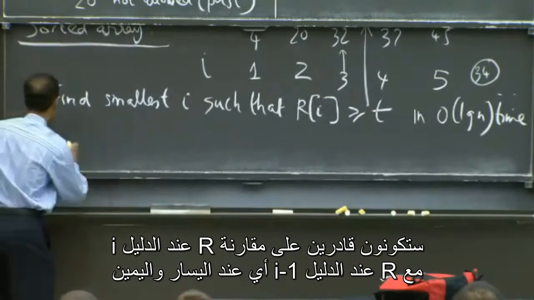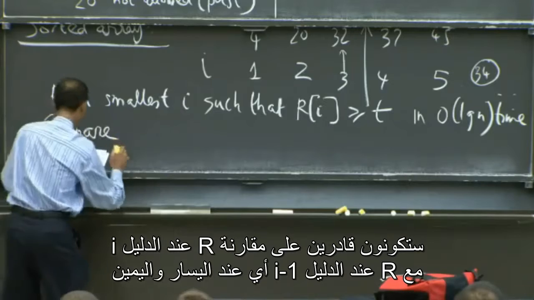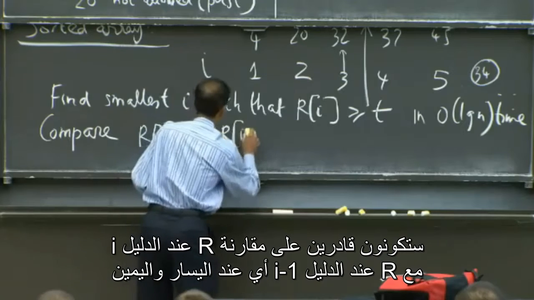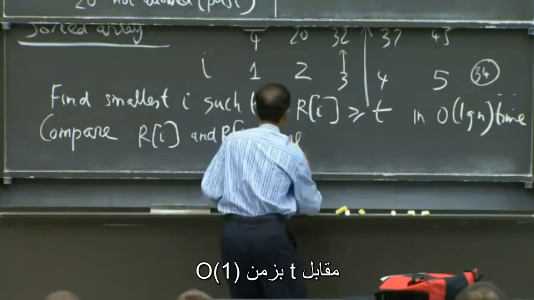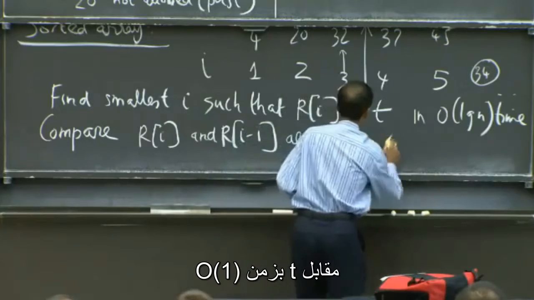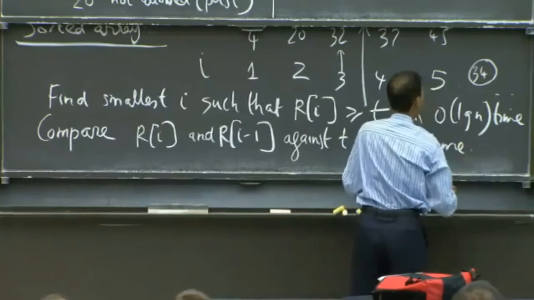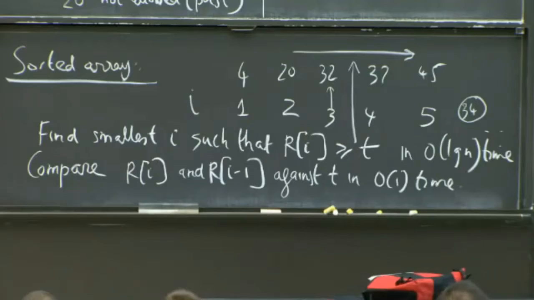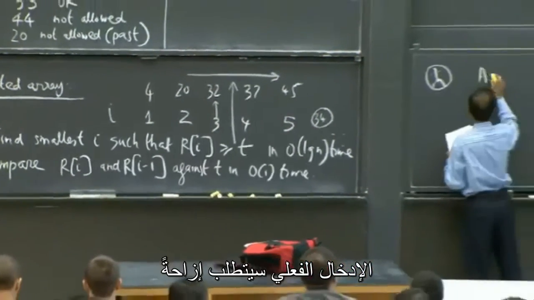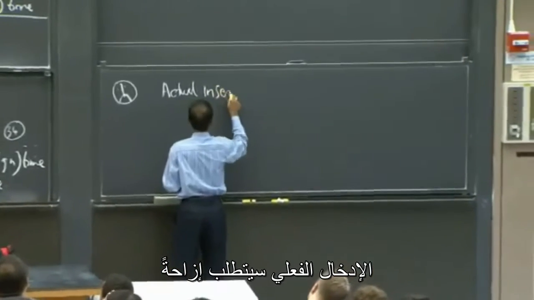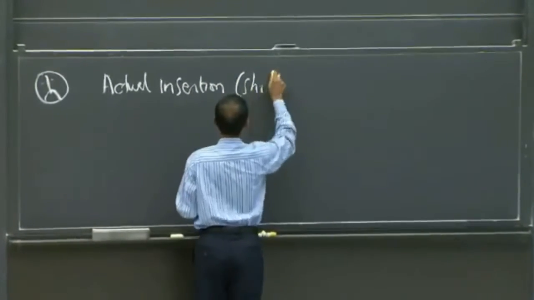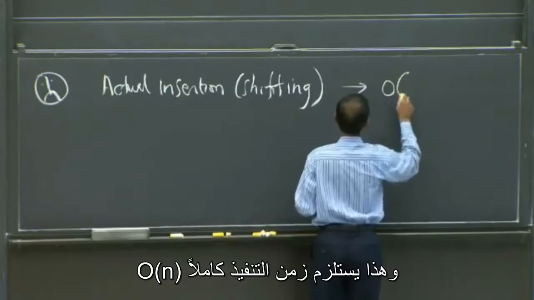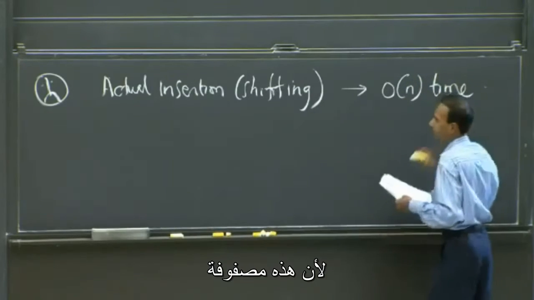You're going to be able to compare R of i and R of i minus 1, so the left and the right, against t in order 1 time. Right? But sadly, the actual insertion is going to require shifting. And that could take order n time because this is an array. Okay?